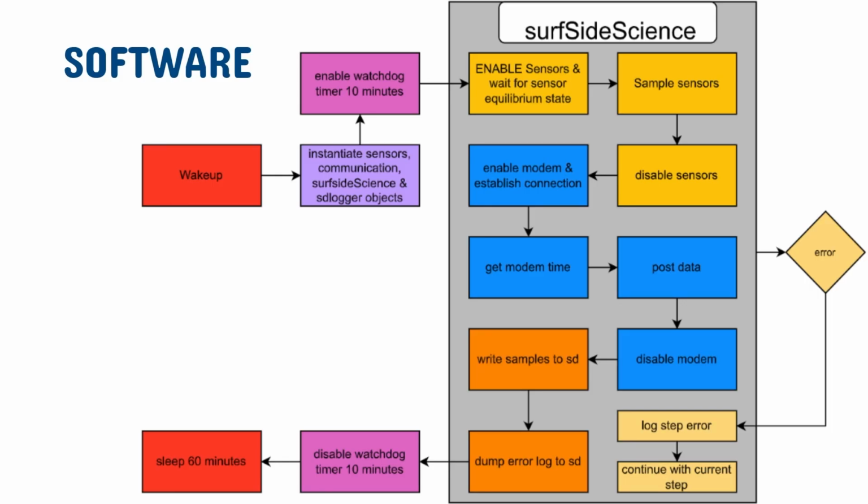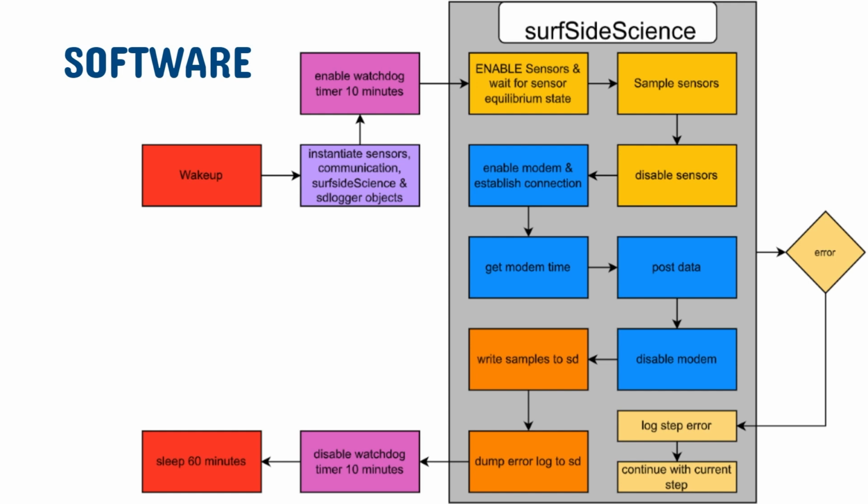Software. The air quality and water quality monitoring systems both follow a consistent software sequence. It begins with the ESP32 waking up from sleep, creating sensor objects, and implementing a 10-minute watchdog timer to allow for throw checks in case of issues before resource cleanup. In the enable state, sensors are enabled and calibrated.